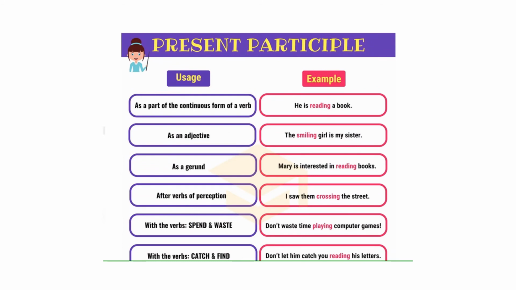We have here, of course, as usual, the use and the example. As a part of the continuous form of a verb: he is reading a book. As an adjective: the smiling girl is my sister. As a gerund: Mary is interested in reading books.